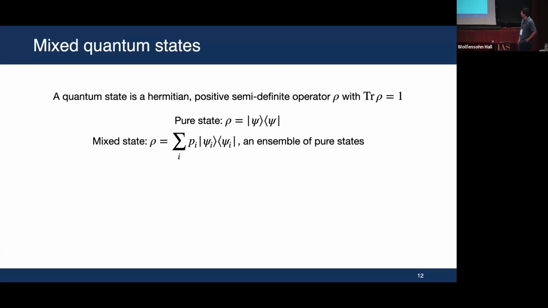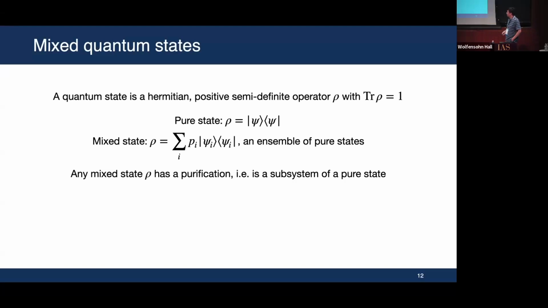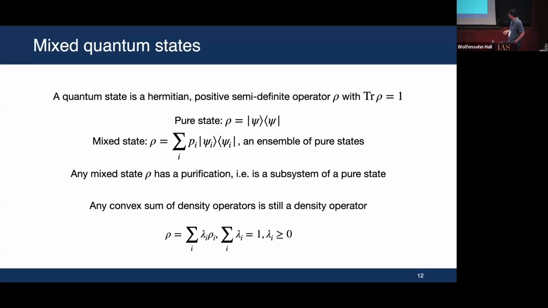So generally, a quantum state is represented by a density matrix. So mixed states are represented by density matrices, which are Hermitian and positive semi-definite operators with a unit trace. In the case of a pure state, this rho is just a projector to a pure state. And in general, you can think of the rho as an ensemble of these pure states. Okay. And a useful fact is that any mixed state can be purified into a pure state, meaning that you can always think of it as a subsystem of some pure state.